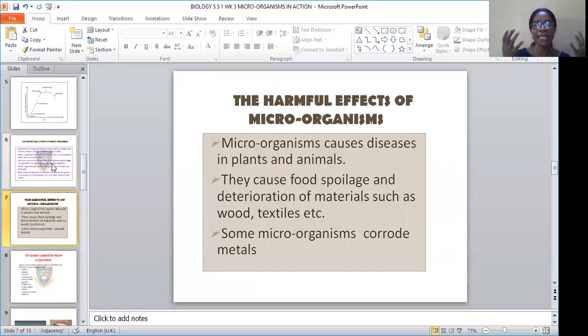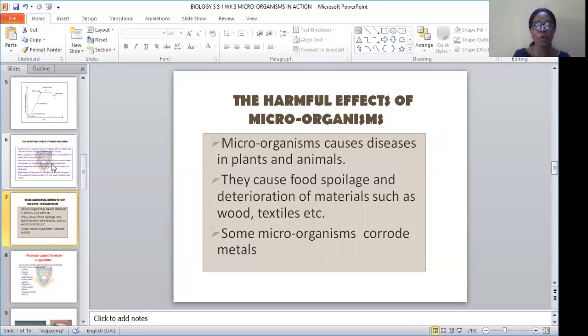That will take us to the harmful effects of microorganisms. Like I said earlier on, microorganisms are harmful and they are beneficial too. Now, what are the harmful effects of microorganisms? One, microorganisms cause diseases in both plants and animals. In plants, you can see a leaf that is green being turned to yellow. This can be due to a microorganism infection. And in animals, you can see different diseases in animals, coccidiosis and the rest. Also, they can cause food spoilage and deterioration of materials such as wood and textile.